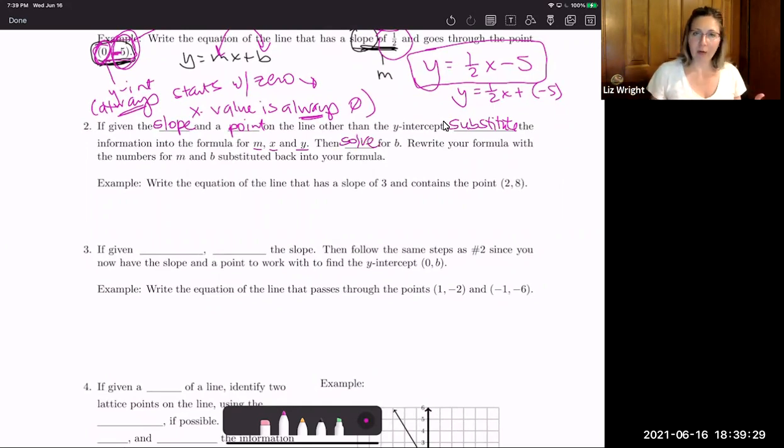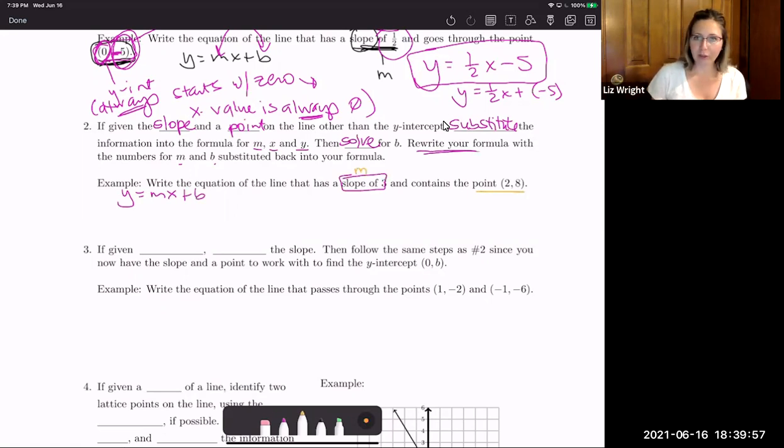And then once we figure out what b is, or what our y-intercept is, we're going to rewrite the formula with m and b substituted back into the formula. So here's our example. We can write the equation of a line in slope-intercept form, so it needs to be in the form y equals mx plus b. It has a slope of 3, so that's going to be our m, and it contains the point (2, 6).